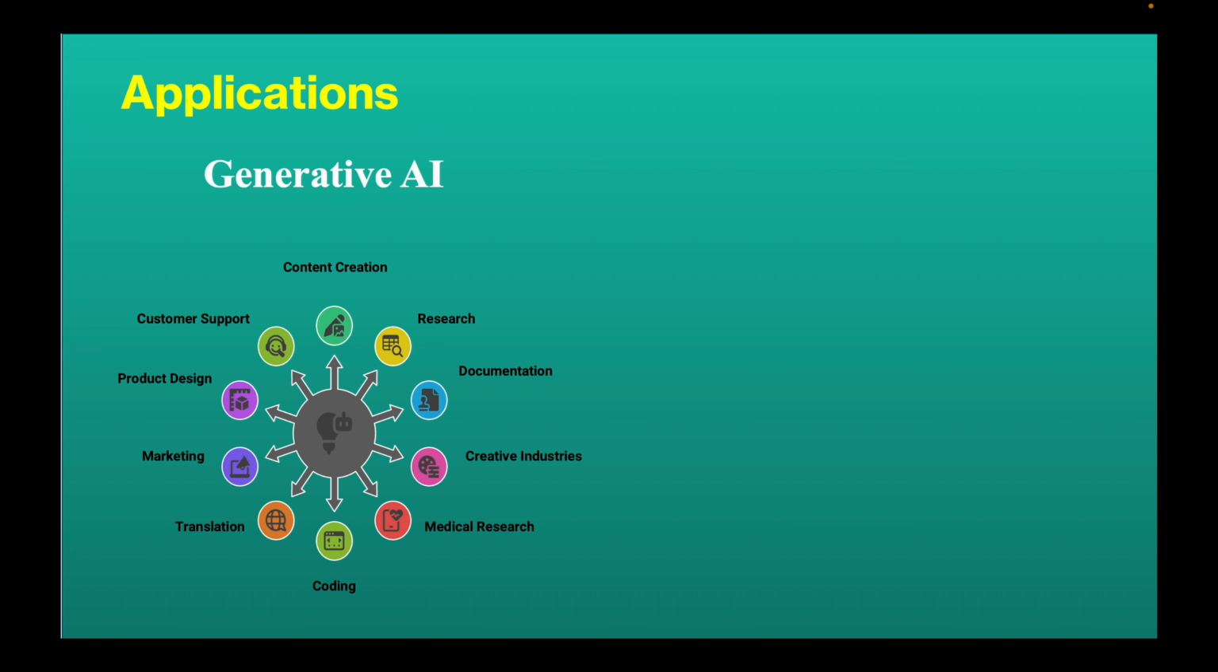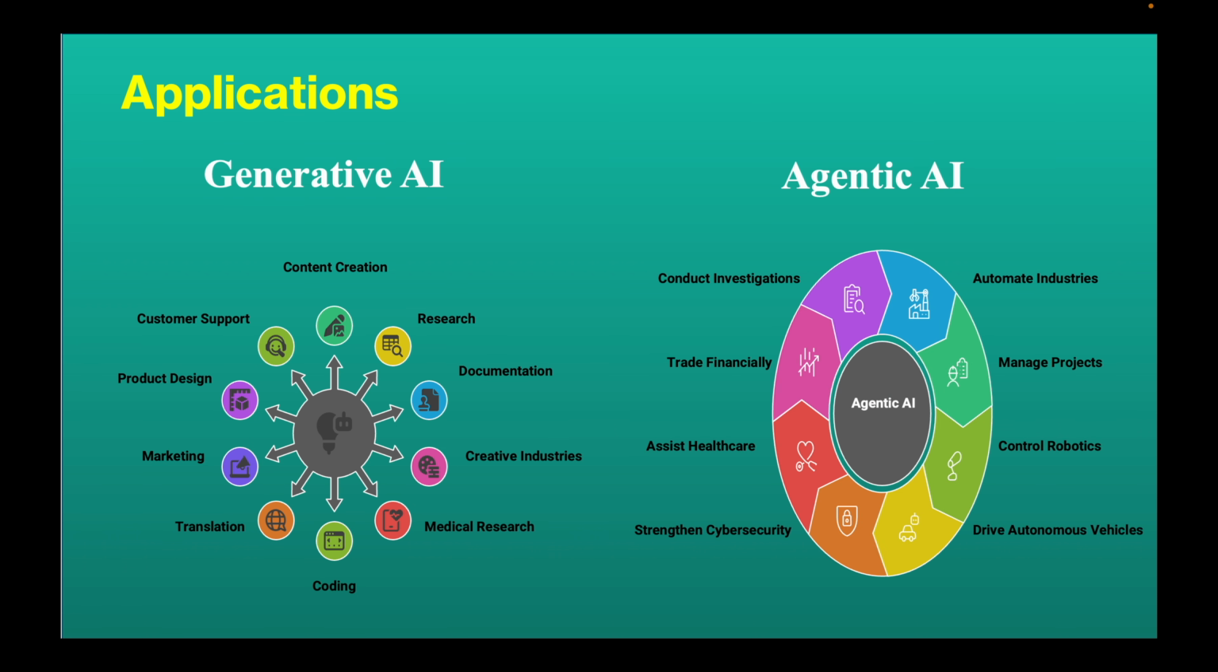Applications. The applications of generative AI can be in the field of content creation, research, documentation, creative industries, medical research, coding, translation, marketing, product design, customer support, and so on. Whereas the applications of an agentic AI can be in industry automation, project management, robotics, autonomous vehicles, cybersecurity, healthcare assistance, financial trading, investigation, and so on.